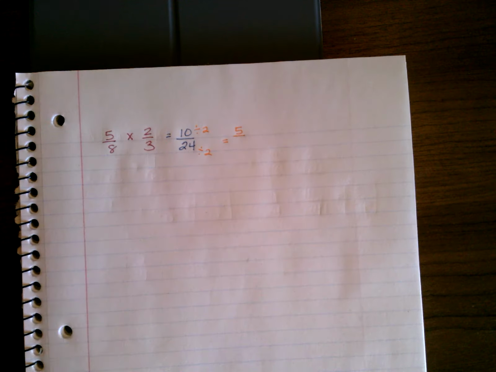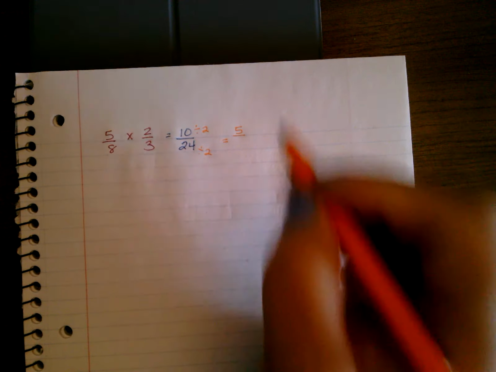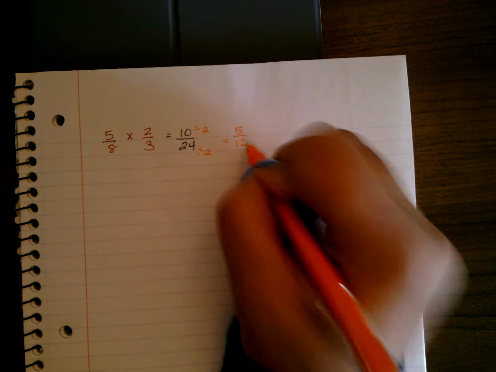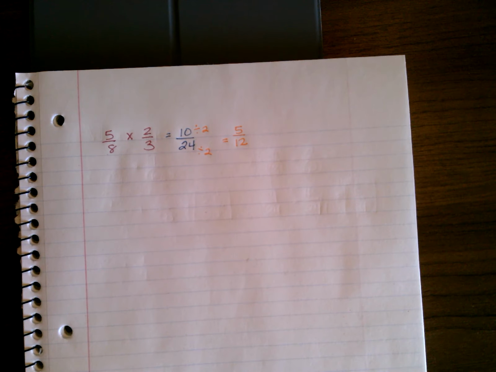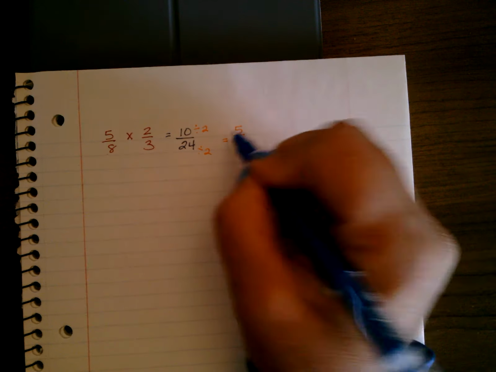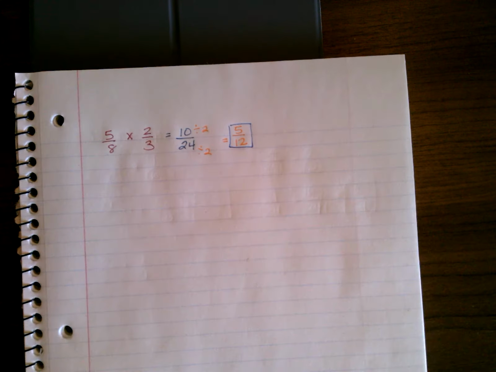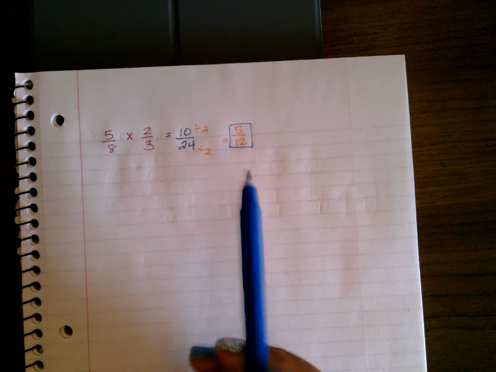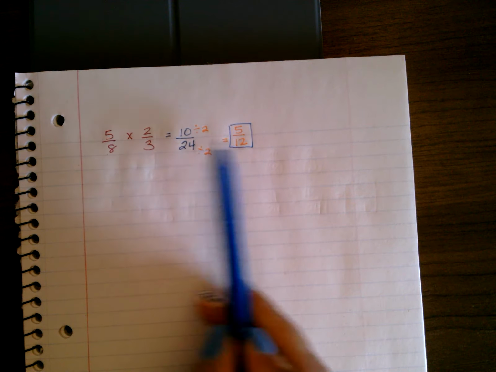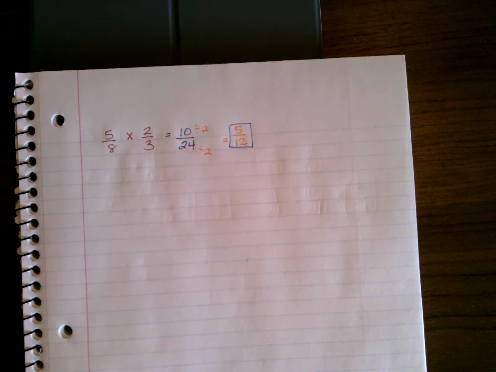2 goes into 10 5 times. 2 goes into 24 12 times. There isn't a number that goes into 5 and 12, so I have simplified or reduced my fraction. These two fractions are equivalent. This is just brought down to the simplest form.